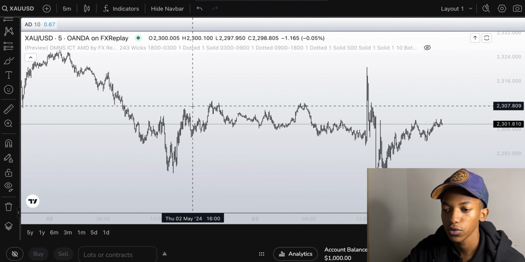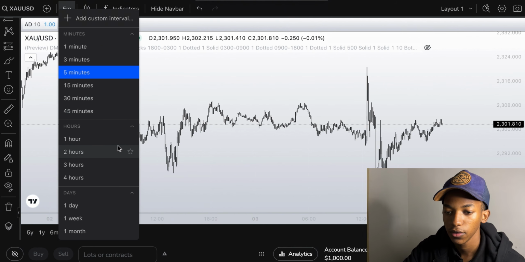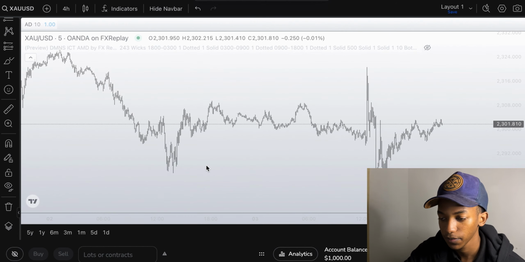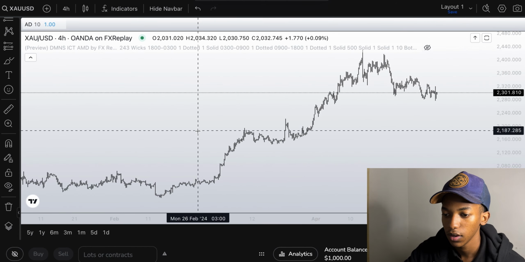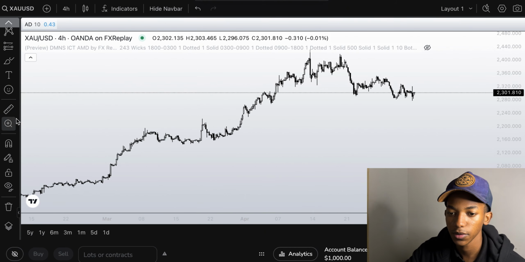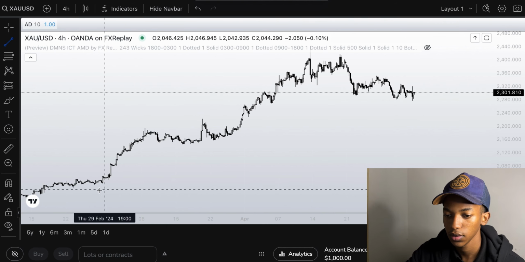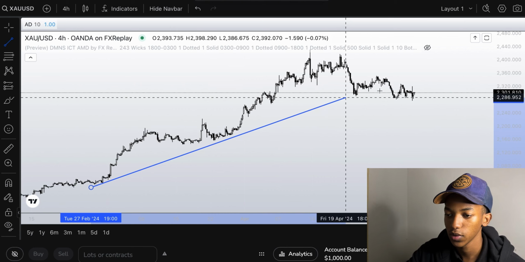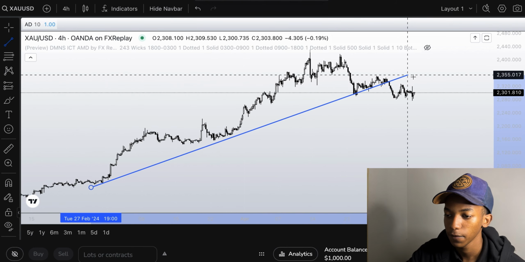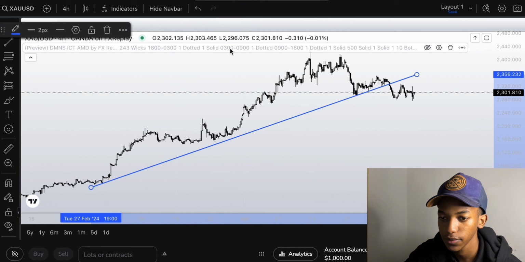What we're going to do is go to the 1 hour, sorry, the 4-hour time frame. And we can see that the market has been going in an uptrend, which is quite good. So let's first draw our trend line. This is what they call a trend line, right? So the market has been going up until this point.